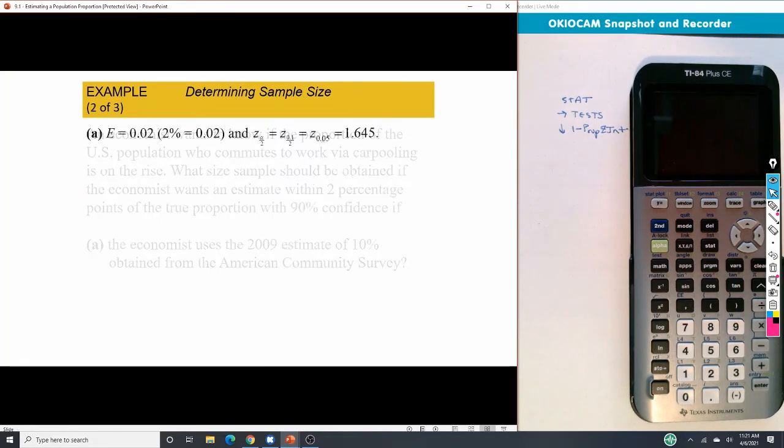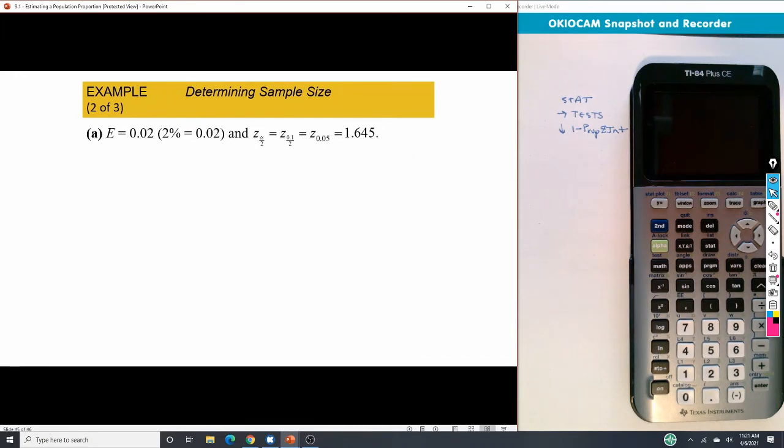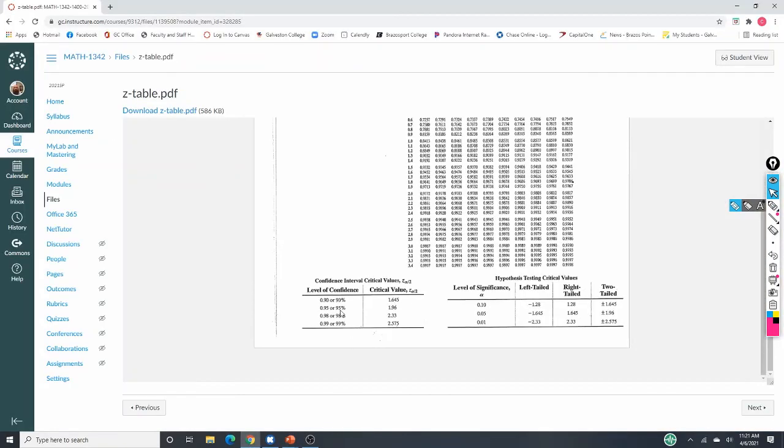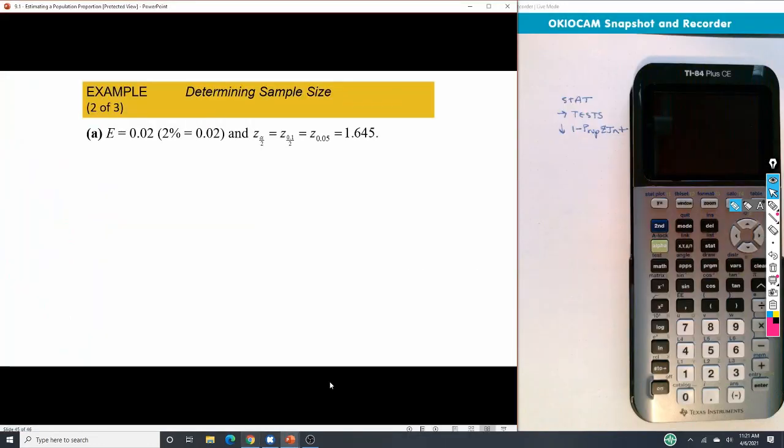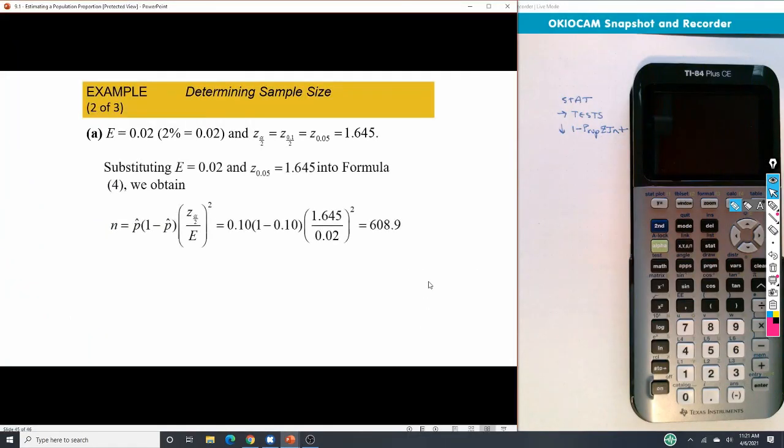Now, our z of alpha over 2, notice they got 1.645 because it said 90%. If we go back to our table here, we look at 90%, we get 1.645 right down here at the bottom. It matches with our 90%. All right, so now we can plug those things in.